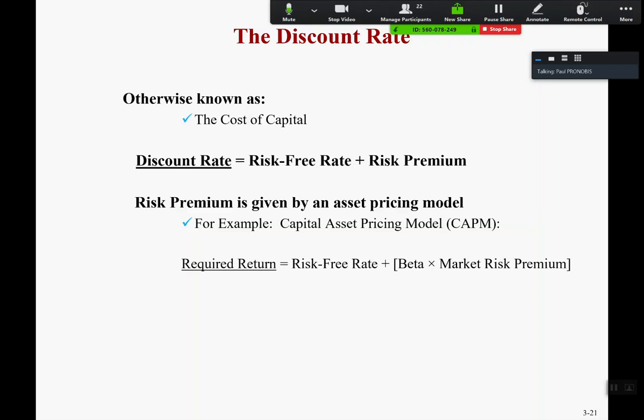One could calculate that by yourself. The way to do it would be to download prices for an index, so for the market, download prices for the particular firm you're looking at, and then, for example, using Excel, you simply regress the monthly return of the target company on the monthly return of the market.